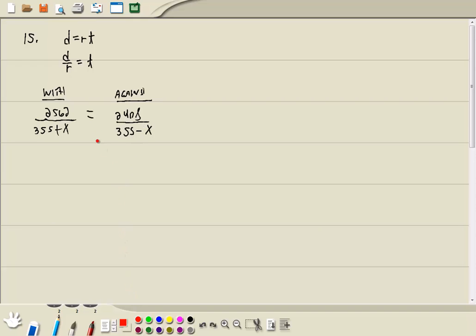Now this is a proportion, so we want to cross multiply. So multiply those two together and multiply these two together. So we got 2,562 times 355 minus x equals 2408 times 355 plus x. Okay, this is a distributive property. So we're taking this 2562 and multiplying it times 355 and times negative x, and taking this 2408 and multiplying it through.